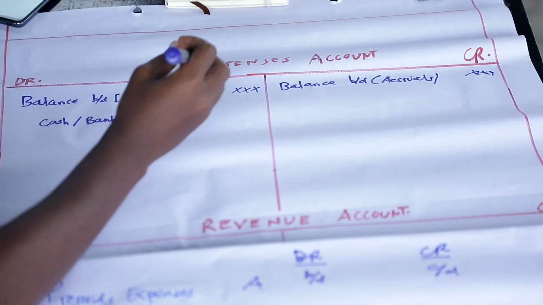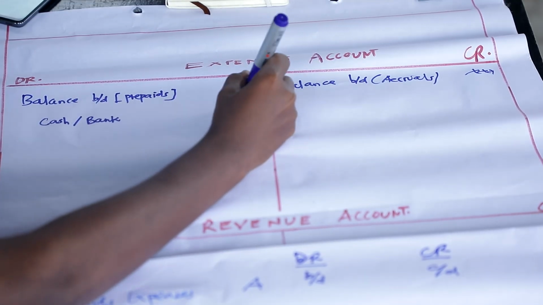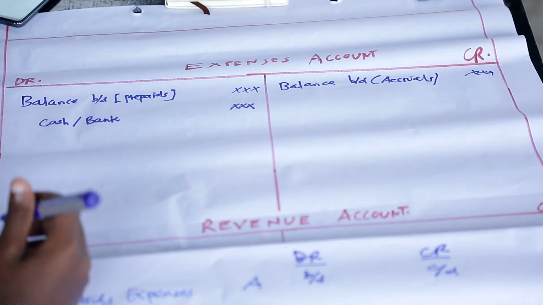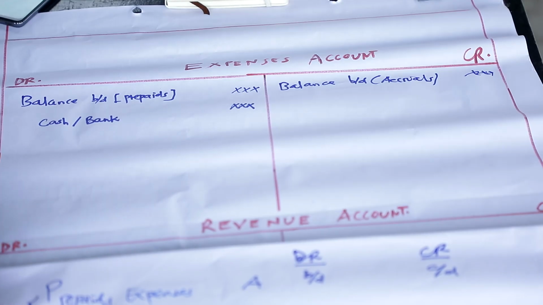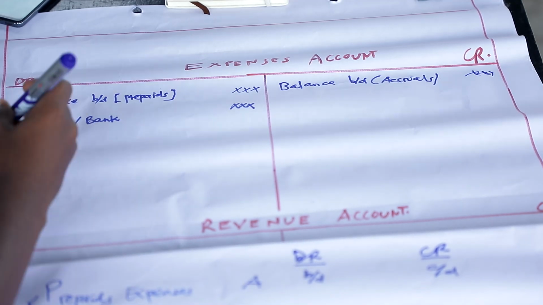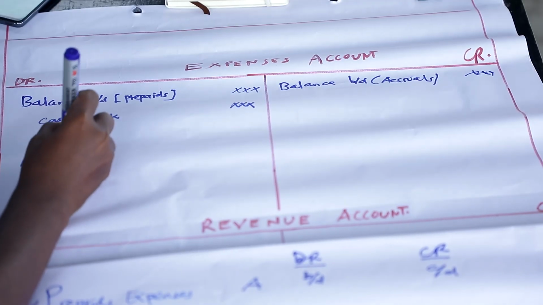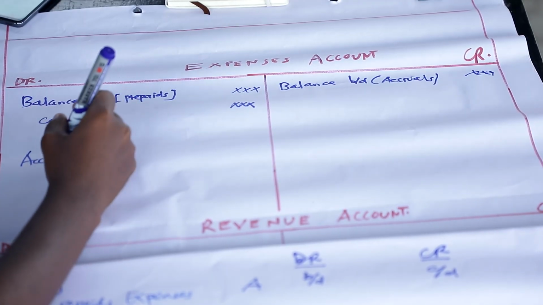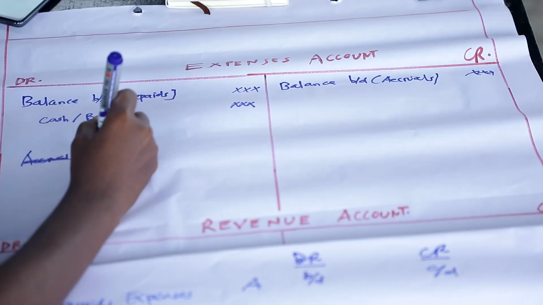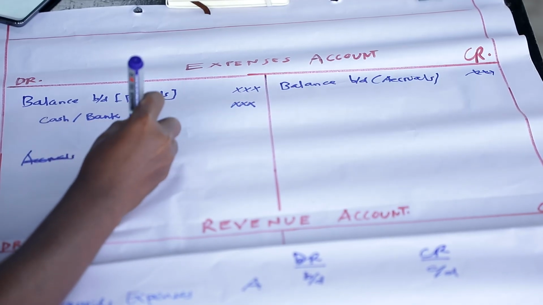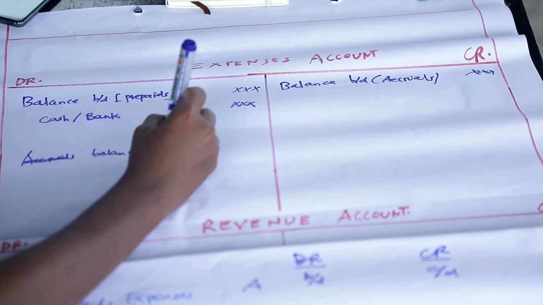So any payment for expenses will be debited in the cash account, and after recording the cash or expenses which are paid, now I'm going to record the balance carried down at the end of the month. So we are going to debit the balance carried down for accrued expenses. So accrued expenses. So here we have the balance CD for accrued.